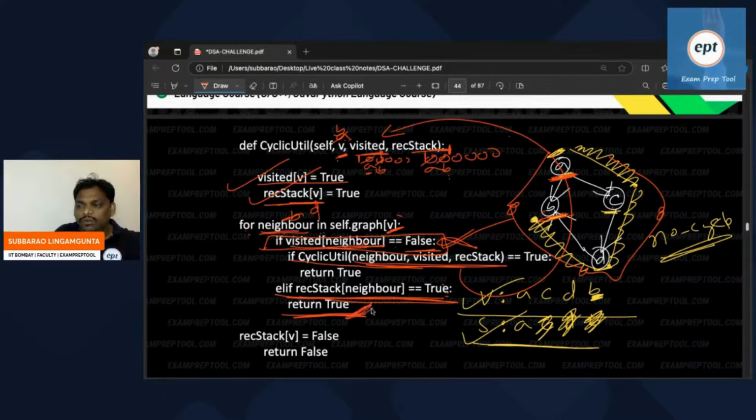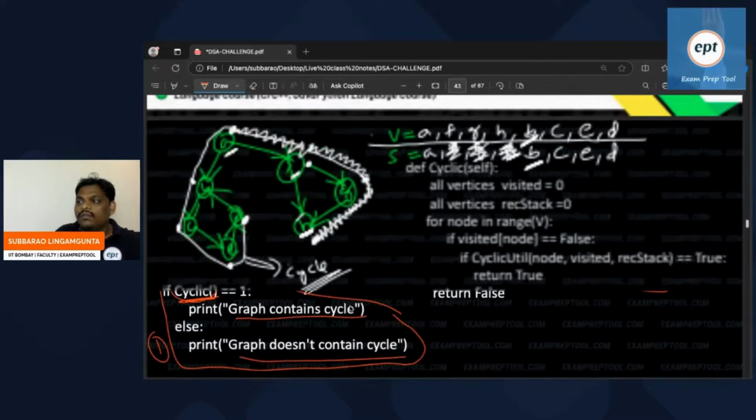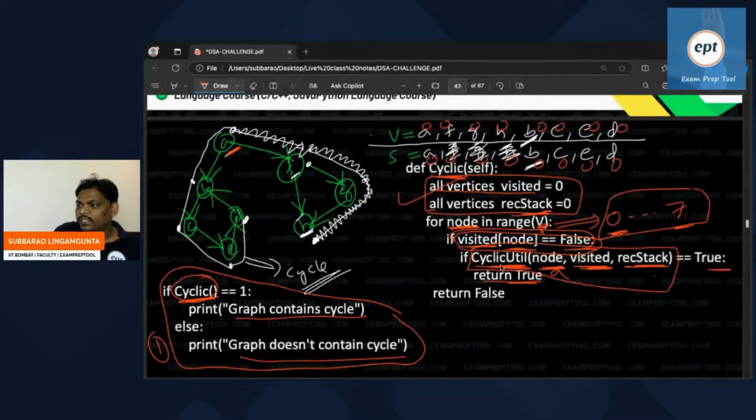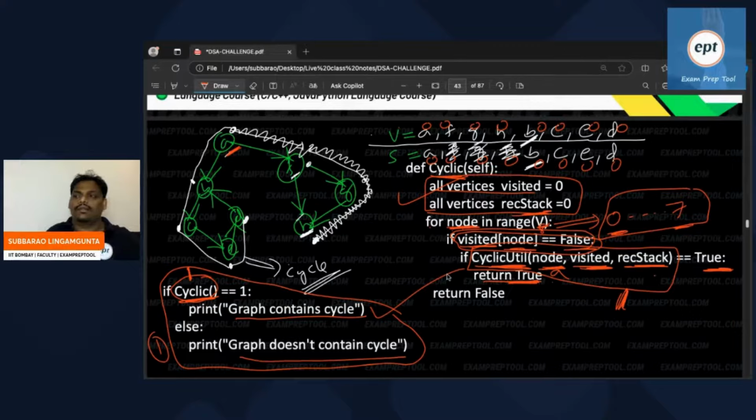You are returning true. That true will go to where? That true will go to here. It is true. True is equal to true. Yes. Return true. This true will go to where? From here. It is true. True is equal to true. Yes. Graph contains a cycle like that. I hope everyone got it.